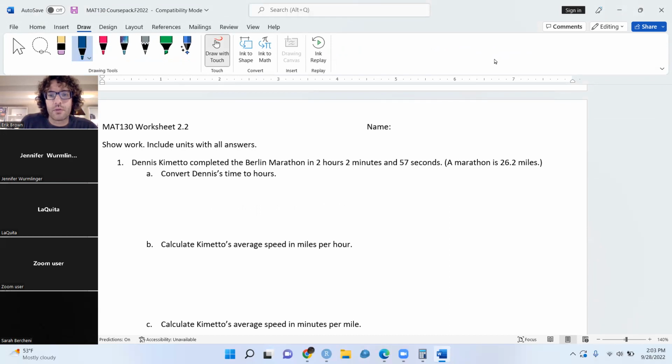One of the things you all might need is that 1 minute equals 60 seconds and 1 hour equals 3,600 seconds.